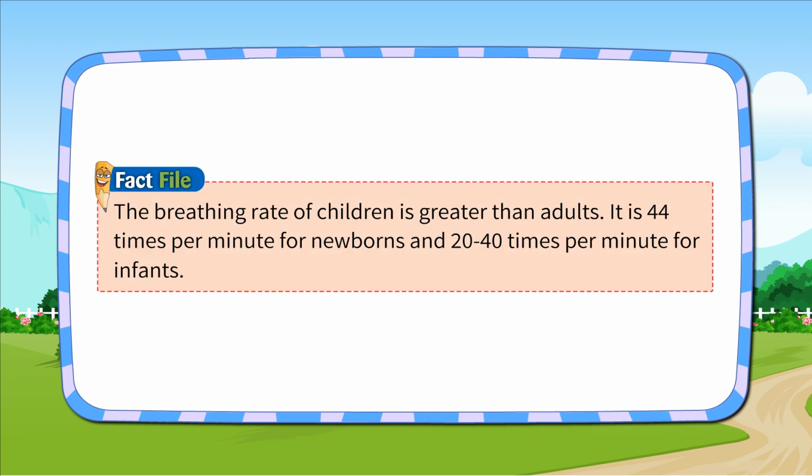Fact file. The breathing rate of children is greater than adults. It is 44 times per minute for newborns and 20 to 40 times per minute for infants.